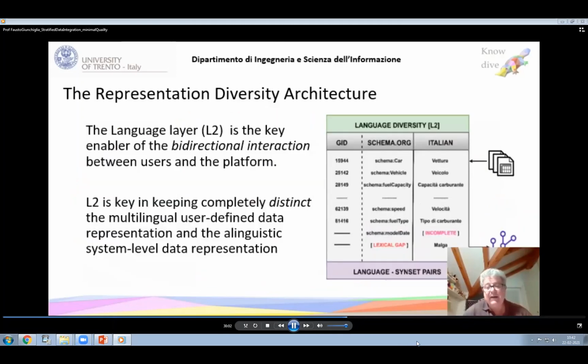The first is the language layer. As from the beginning, the language layer is really how you do the mapping. And the mapping from where? For the language into the IDs. You see, these are the concepts. And this is the language.